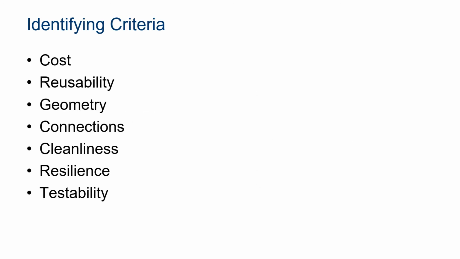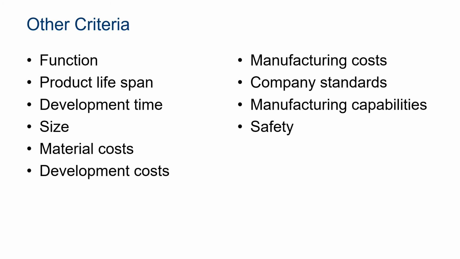And this is a good slide here. It says identifying criteria. So this is just a general list that you might find useful. It says cost, reusability, geometry, connections, cleanliness, resilience, testability. Some of these are more specific to the cubes, but you could use a lot of them in a lot of different projects. There's other criteria here: function, product lifespan, development time, size, materials cost, development cost, manufacturing costs, company standards, manufacturing capabilities, and safety.